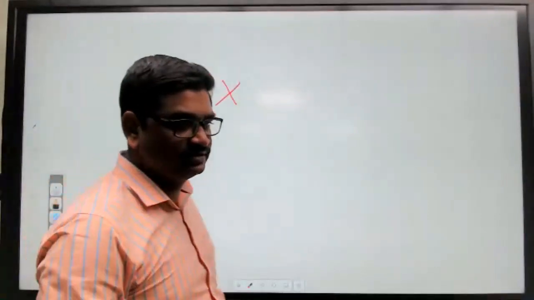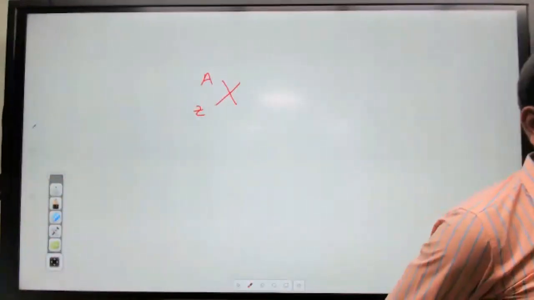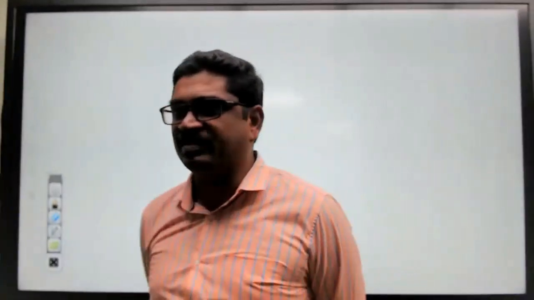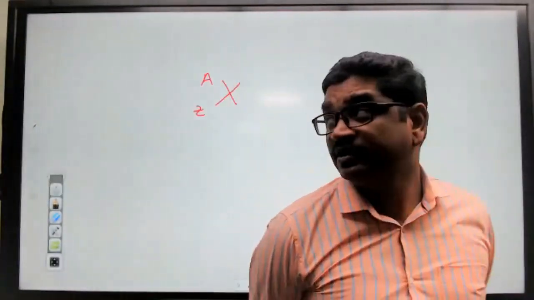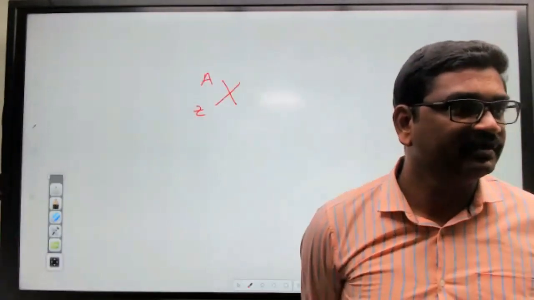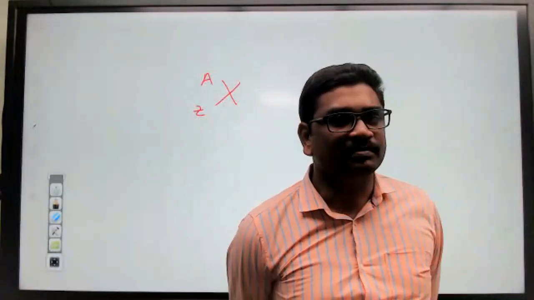Any nucleus can be represented as X with Z and A. What does Z represent? Z is the proton number, or number of protons. Next, what about A? A is called the mass number.